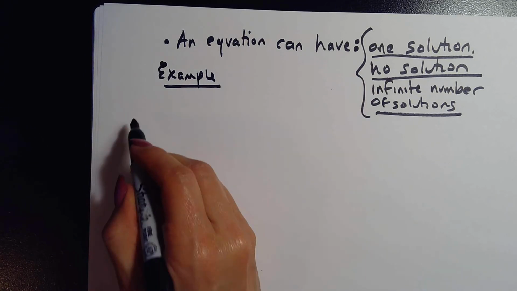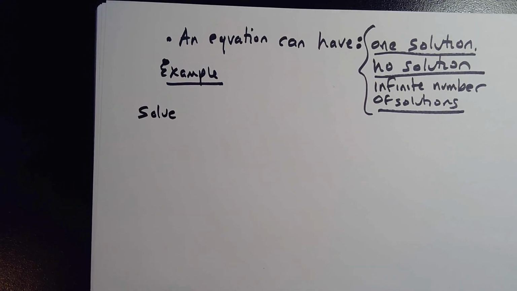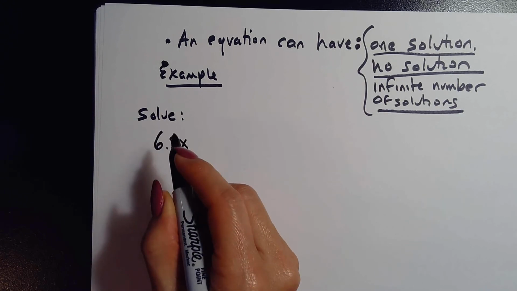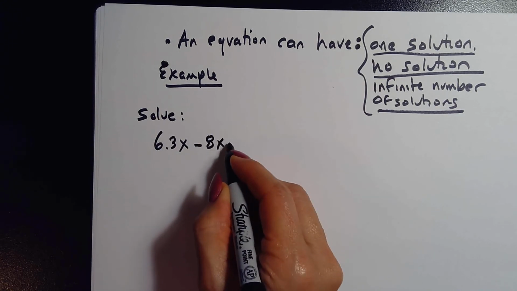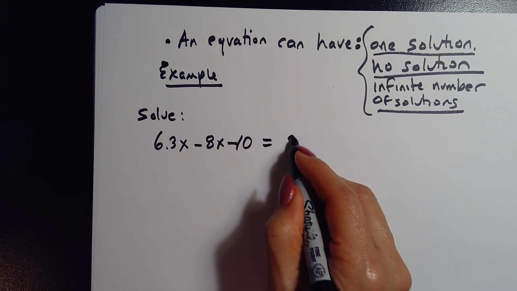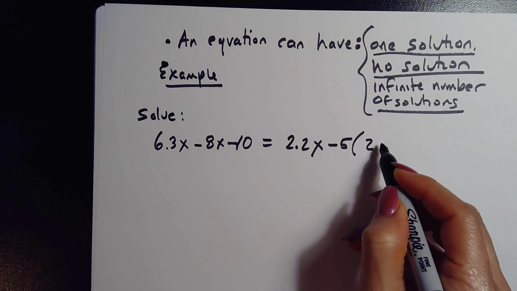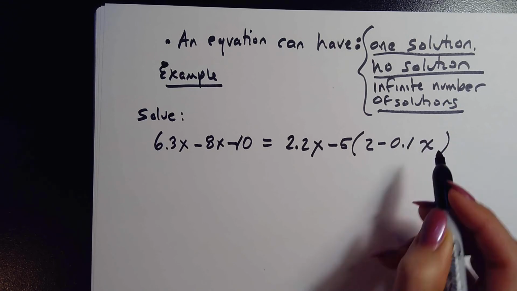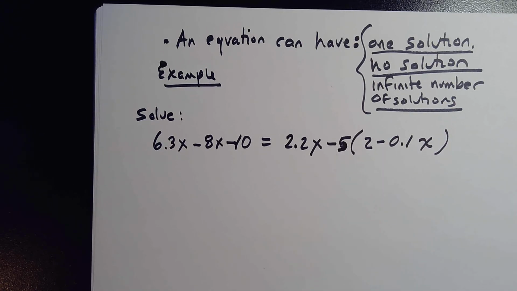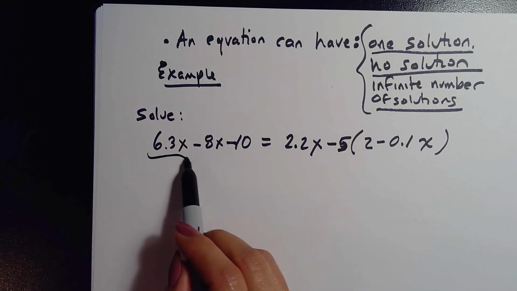So suppose we want to solve 6.3x minus 8x minus 10 equals 2.2x minus 5 times 2 minus 0.1x. Okay, so let me make sure that I have everything written there. 6.3x minus 8x minus 10 equals 2.2x minus 5 times 2 minus 0.1x. Okay, looks right. Okay, now you're going to combine like terms on the left side, right?